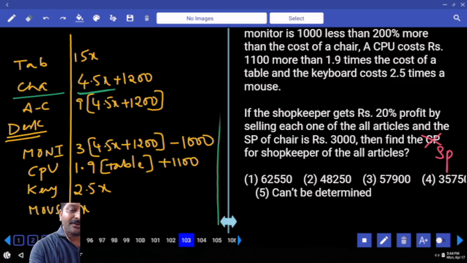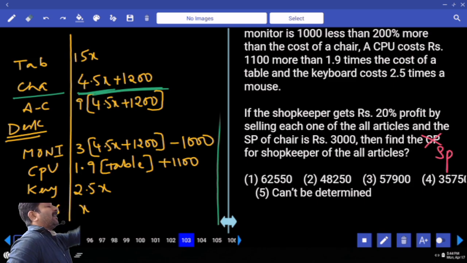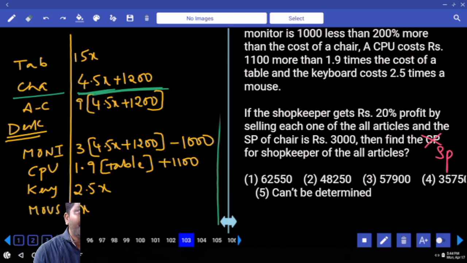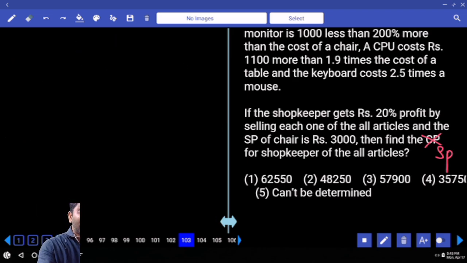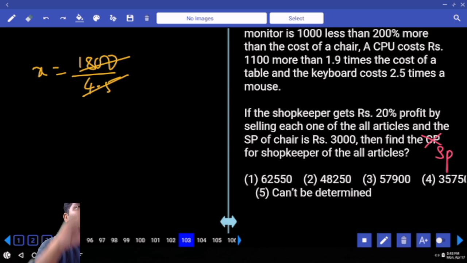3,000. So, I am the shopkeeper. I am selling the item at 4.5x plus 1,200 rupees only, which is equal to 3,000 rupees. Take this 1,200 to the right hand side, then it becomes 1,800. Then x value is equal to 1,800 divided by 4.5 only. So x value is 400 rupees only.